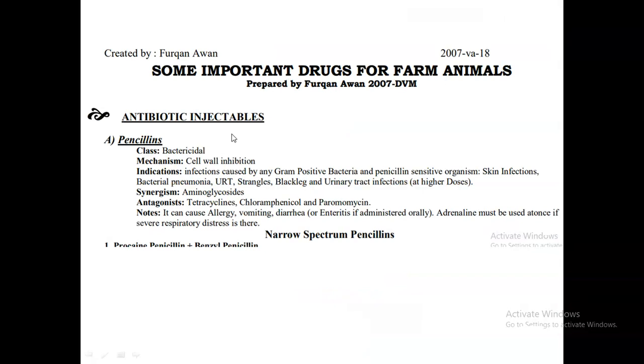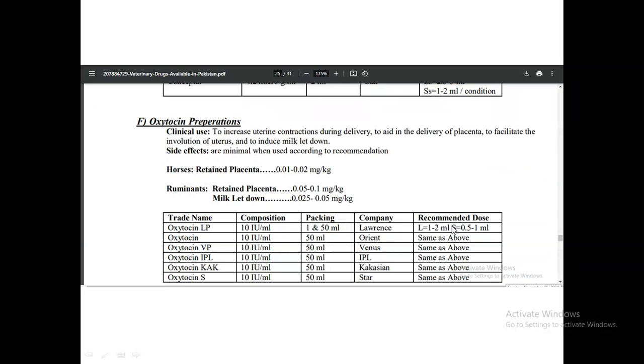And there is a PDF file that is shared among all the veterinary colleges. We can say that these are the notes that are taught. Every DVM student in Pakistan has this PDF file. According to that, L means large ruminant, S means small ruminant, and small ruminant means sheep and goats. They recommend 1 ml, and each ml has 10 international units. According to that PDF file, the dose rate of oxytocin should be 10 international units. This PDF file also has the correct information.